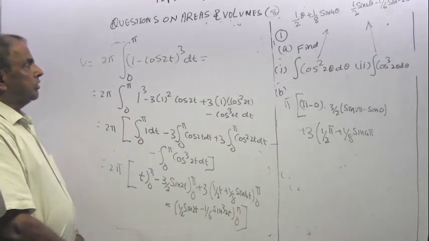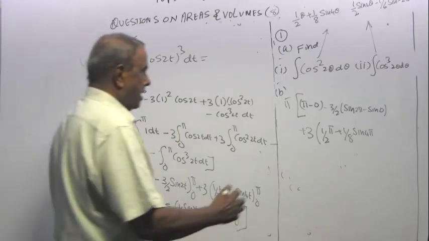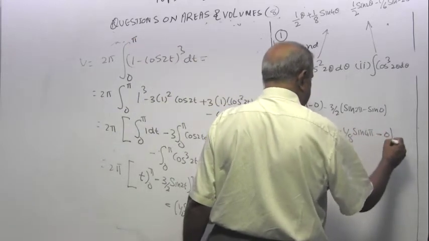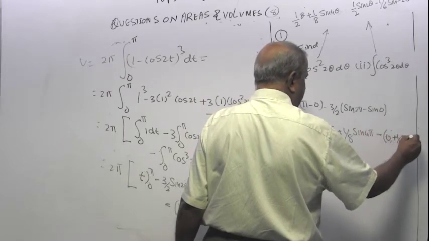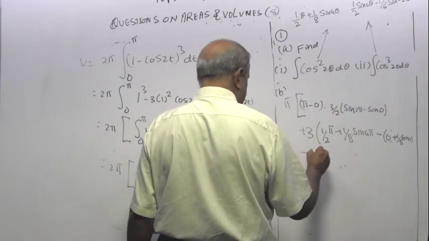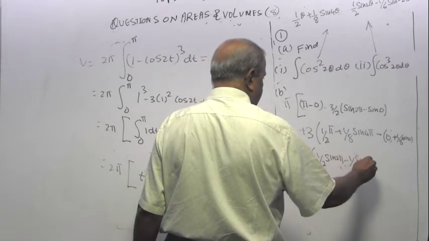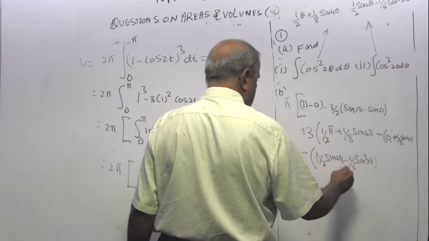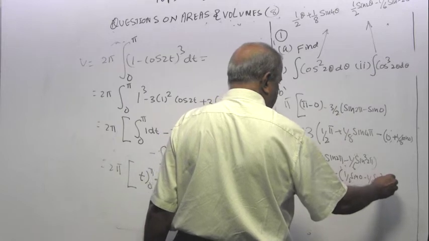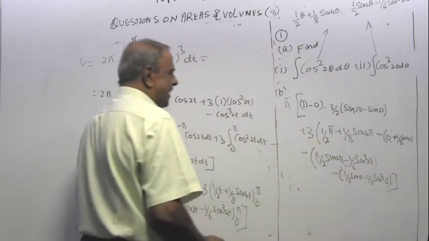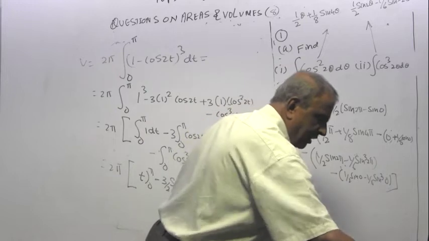1 plus cos 4 theta, so half of that, so that's correct. Sine 4 pi minus 0, plus 1/8 sine 0, minus half sine 2 pi, minus 1/6 sine cubed 2 pi, minus half sine 0, minus 1/6 sine cubed 0. I don't have to write that, but I'm just writing it for the sake of completeness. Look, all these are zeros.